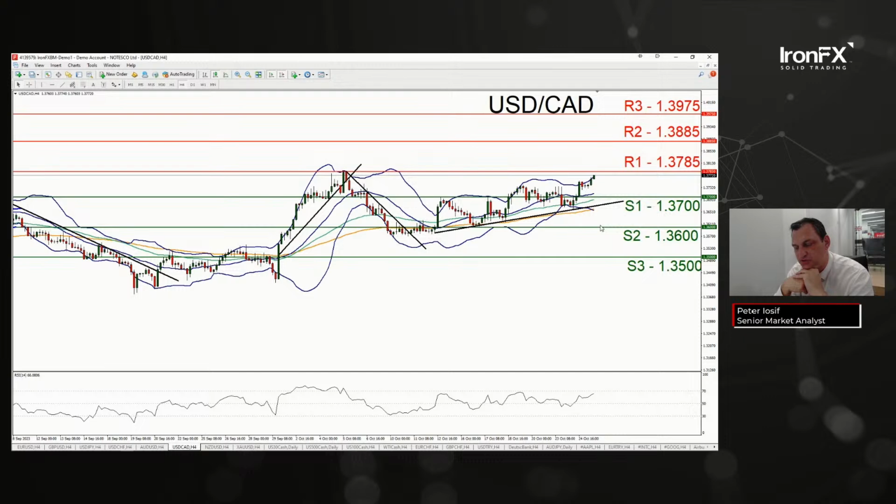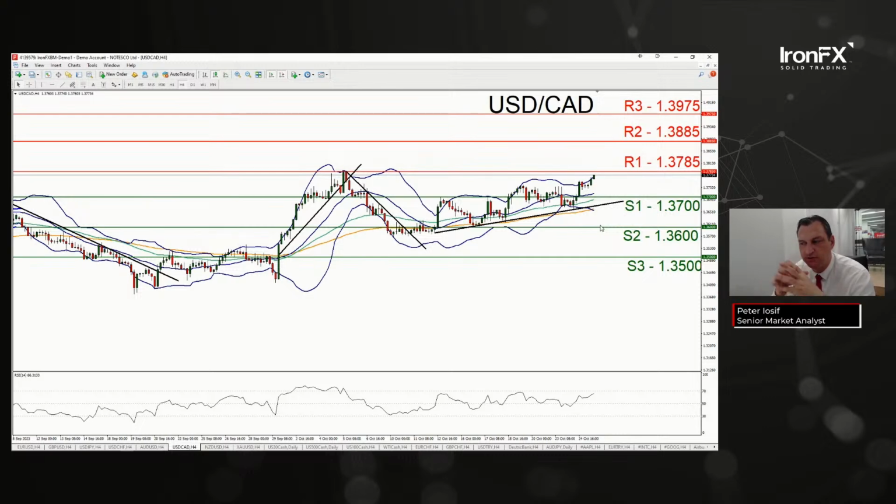The bank is widely expected to remain on hold. And it's characteristic that the CAD OIS implied probability is around 94% for such a scenario to materialize. It's wide support for the idea that the bank will remain on hold. So attention is expected to shift towards A, the accompanying statement, and B, BOC Governor McClellan's press conference later on.